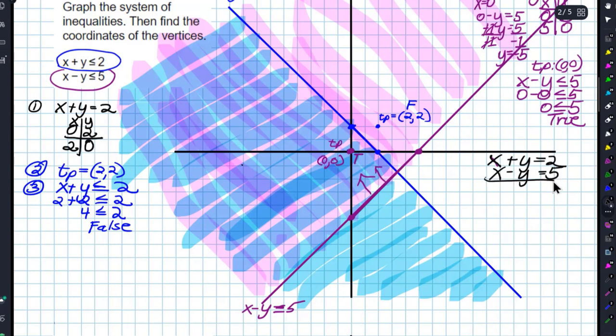I'm going to use elimination this time, because look at how the y's are just already set up to be eliminated. X plus x is 2x, y minus y is 0, 2x plus 0 equals 7. So 2x equals 7. Divide by 2, divide by 2. X equals 7 over 2. Gotta stick with fractions. You can't see that, but underneath the answer box it says answer with integers or fractions.